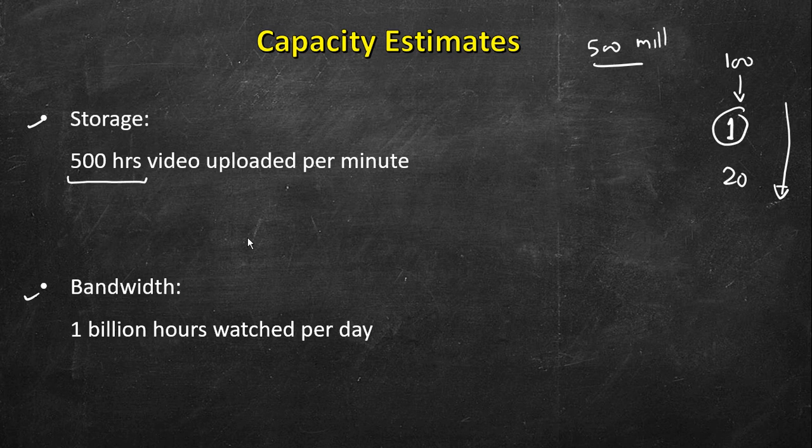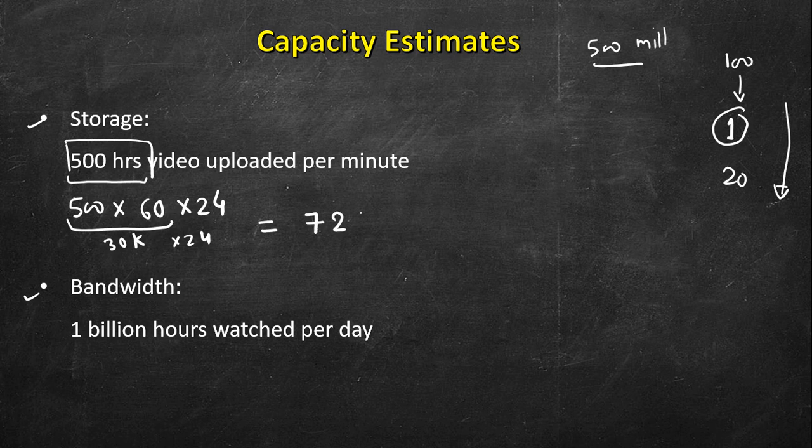In this case, I am giving you a number that YouTube says that 500 hours of video is uploaded per minute. So if you calculate per day, it should be 500 multiplied by 60 minutes in 1 hour, and then 24. So this is 30k and then 24, which is equal to 720,000 hours of video per day.